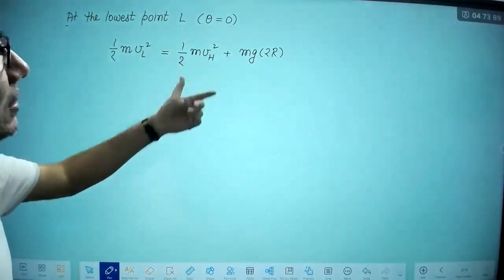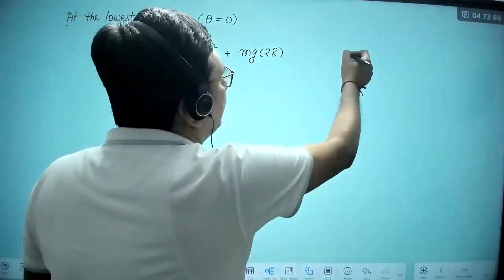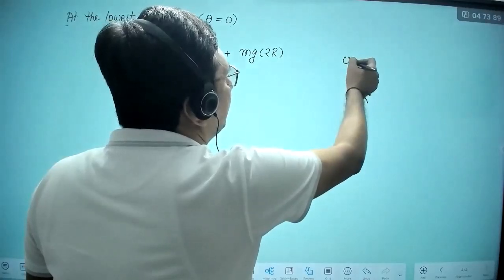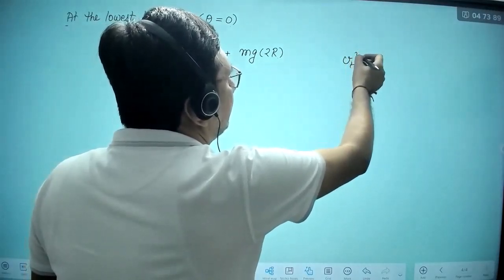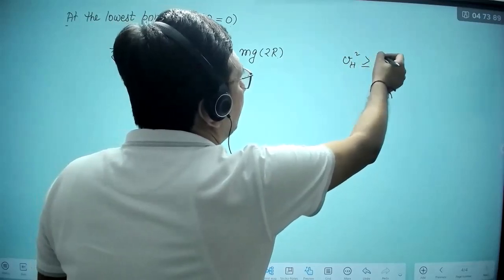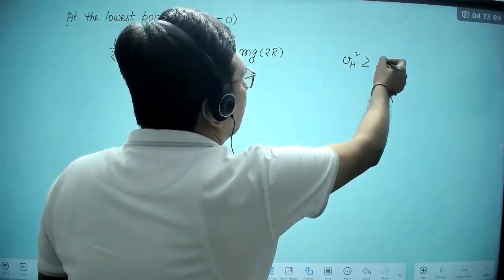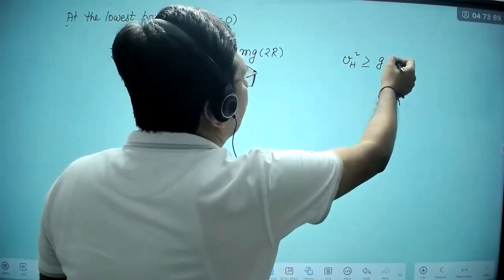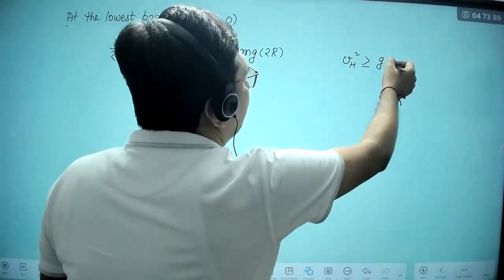Now, what you are saying is that at the highest point, this vH square should be greater than or equal to gr. How much? That will be gr.